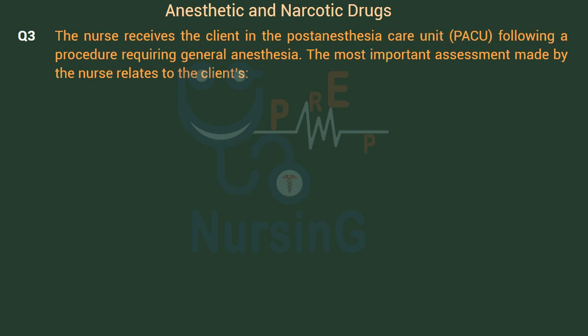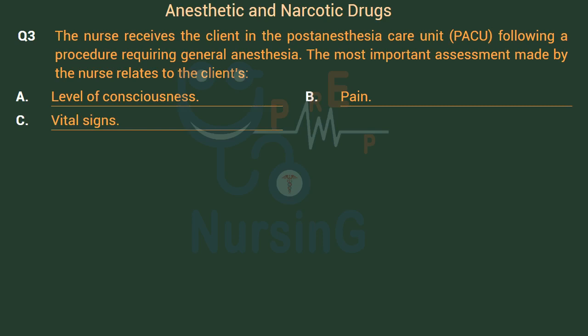The nurse receives the client in the postanesthesia care unit, PACU, following a procedure requiring general anesthesia. The most important assessment made by the nurse relates to the client's: Option A. Level of consciousness. Option B. Pain. Option C. Vital signs. Option D. Respiratory status. Right answer is Option D.